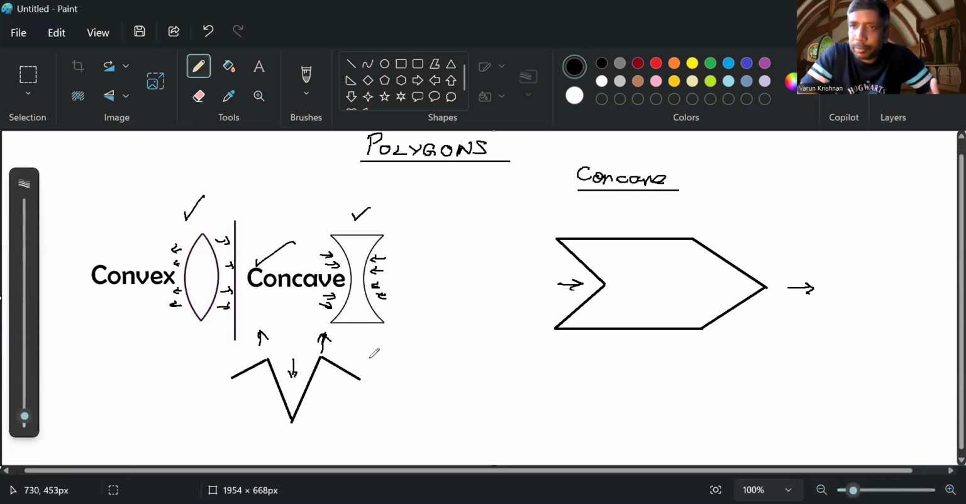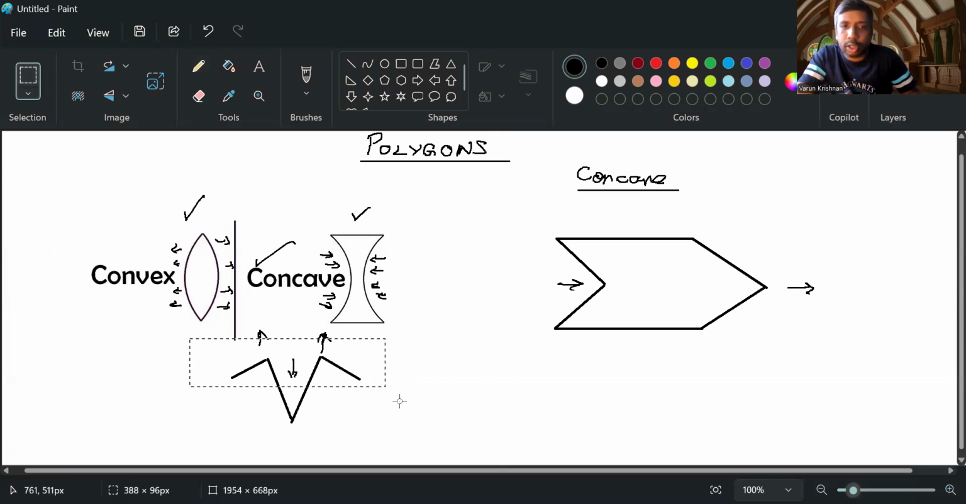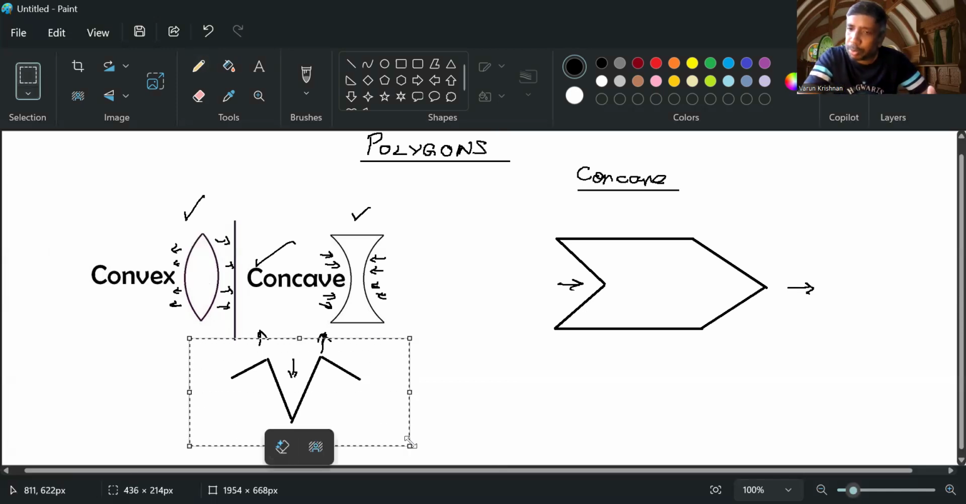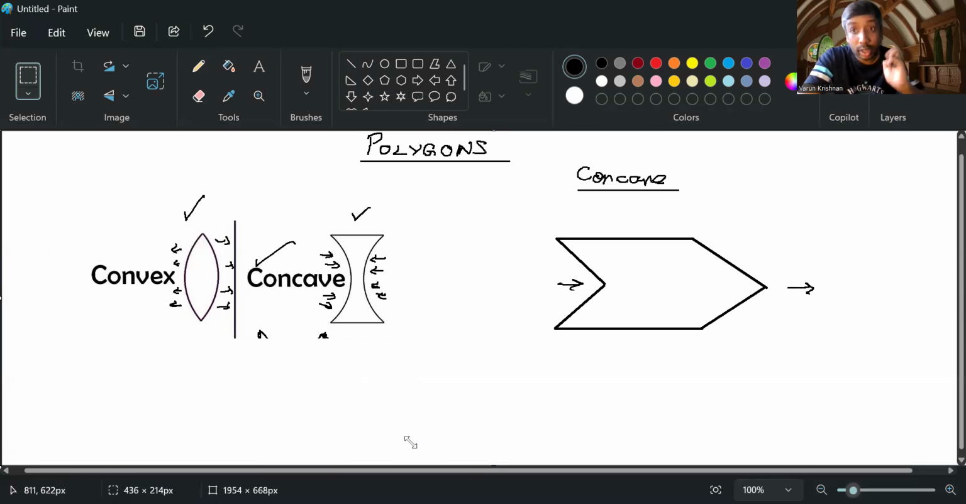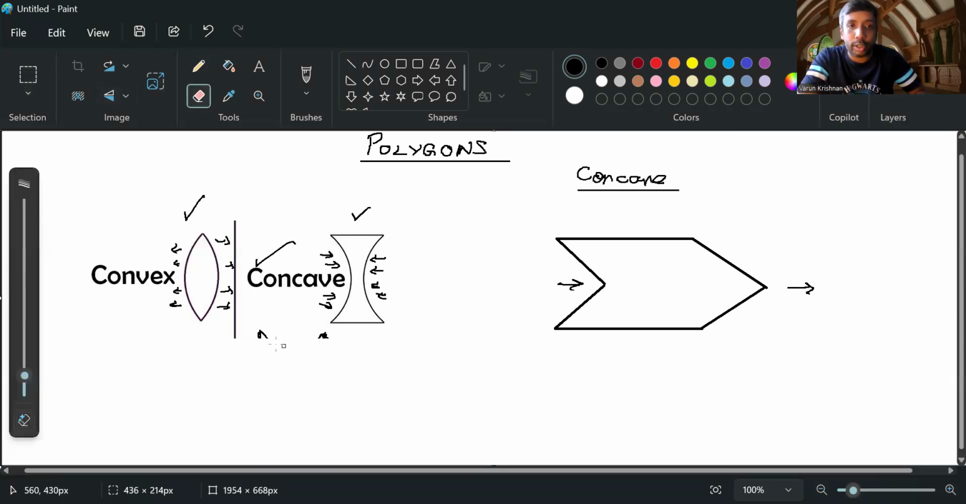And that is why we cannot define a concave polygon as a polygon in which all the vertices are caving inward. Rather, the definition of a concave polygon is that even if one single vertex caves inward, it will be concave. And that is why this polygon is a concave polygon. Only when all the vertices are bulging outward will it be a convex polygon. Even if one single vertex caves inward, it's a concave polygon.